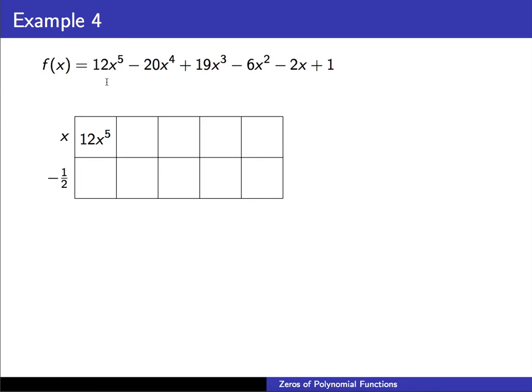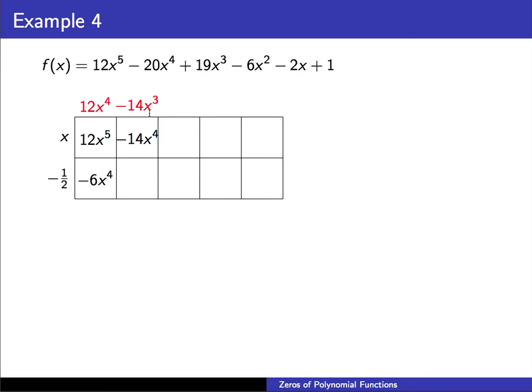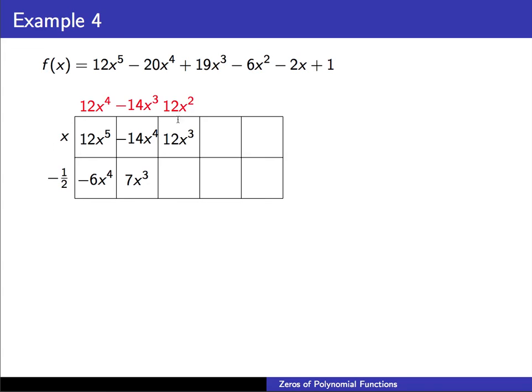I'm going to go through this rather quickly for the polynomial division, to try to keep the video a little bit shorter. But 12x to the fifth divided by x is 12x to the fourth. 12x to the fourth times negative a half is negative 6x to the fourth. We combine negative 6x to the fourth with negative 14x to the fourth to get negative 20x to the fourth. Negative 14x to the fourth divided by x is negative 14x cubed. Negative 14x cubed times negative a half is 7x cubed. We combine 7x cubed with 12x cubed to get 19x cubed. 12x cubed divided by x is 12x squared.